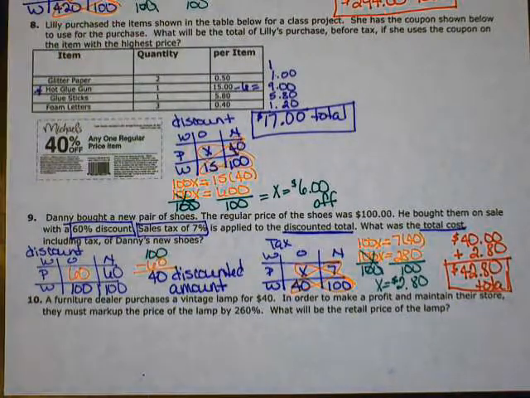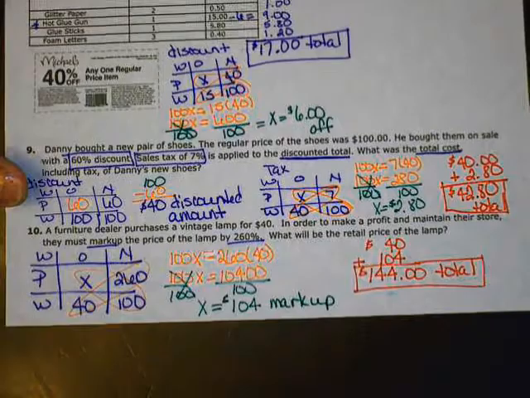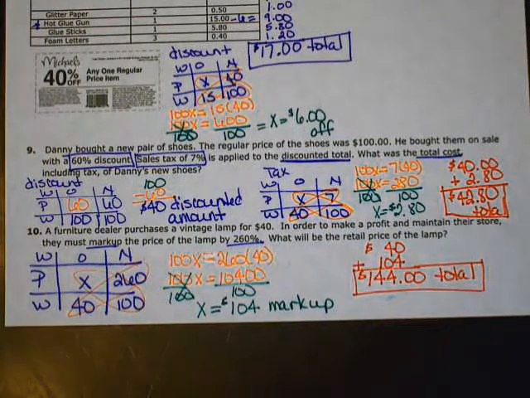Let's see if you can do number 10 by yourself. Did you get $144 total? This one was a little bit different because you do have a percent that is greater than 100%. But that is okay. You're still going to put the percent over 100. Just make sure it's a markup or a discount so you know if you are going to be adding or subtracting. Although I can't imagine you're going to be discounting any item more than 100%.